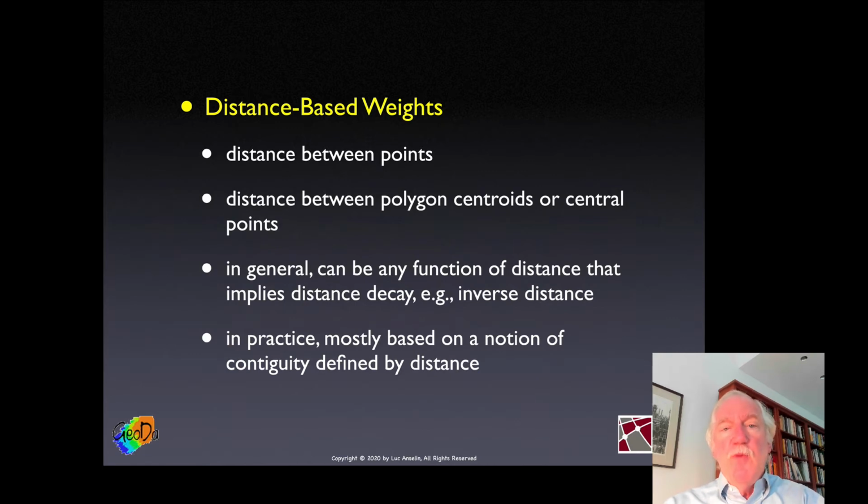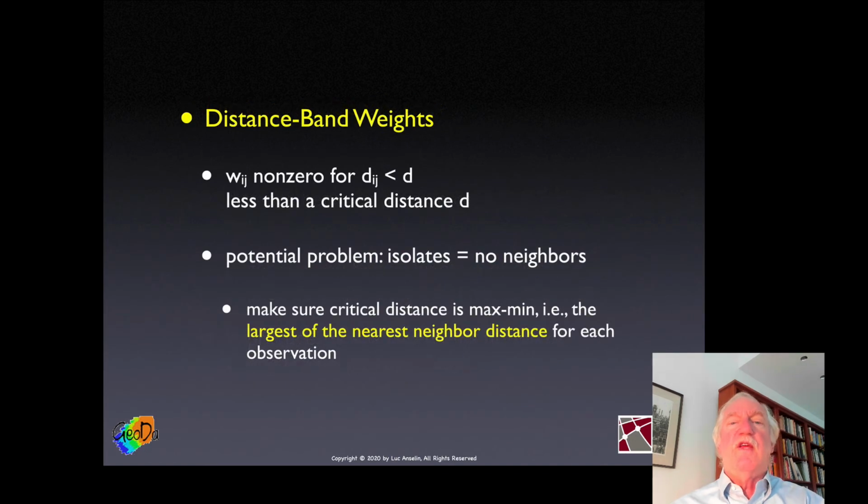In most of the applications in practice, we will just be dealing with a critical distance and say neighbors are those pairs that are within a given distance band. So these are called distance band weights. We have to pick a critical distance, d. Then any pair of observations, i and j, that have a distance between them that is less than the critical distance, they're neighbors. The others are not.